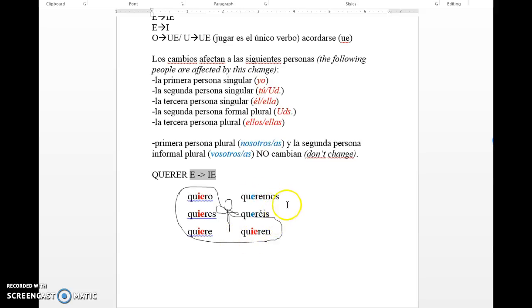Okay? And you'll notice that the endings are not affected. Querer is an ER verb, so the endings are o, es, e, emos, éis, en. So our endings have not changed. What has changed is this vowel in the root, which has changed for some of the people to this.